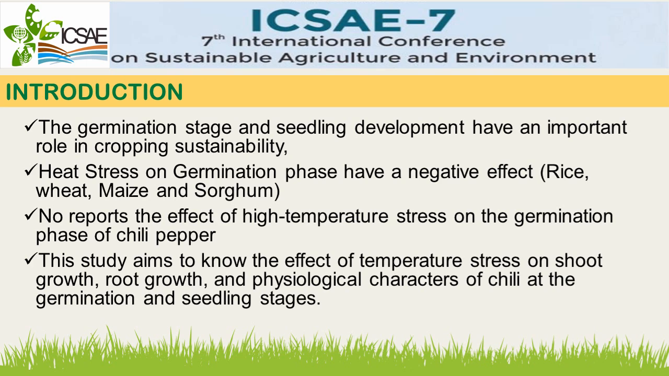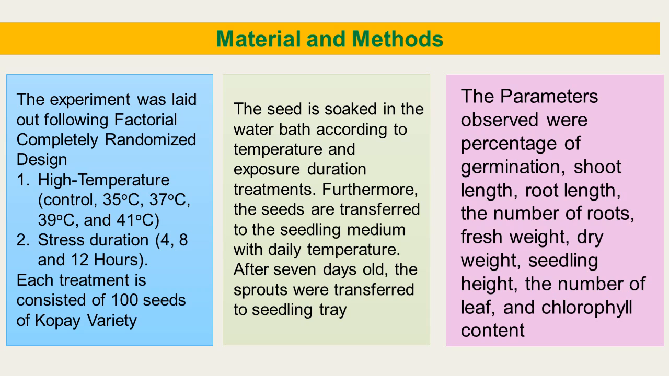The germination stage and seedling development have an important role in crop sustainability. We know heat stress in the germination phase has a negative effect on many plants like rice, wheat, maize, and sorghum. But until now, there is no report about the effect of high temperature stress in the germination phase of chili pepper. So this study aimed to know the effect of temperature stress on the shoot growth, root growth, and physiological characters of chili at the germination and seedling stage.